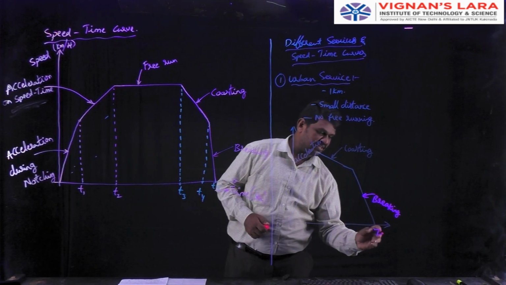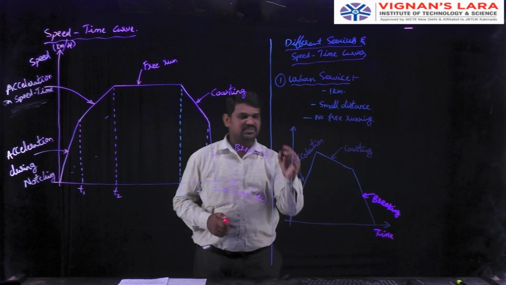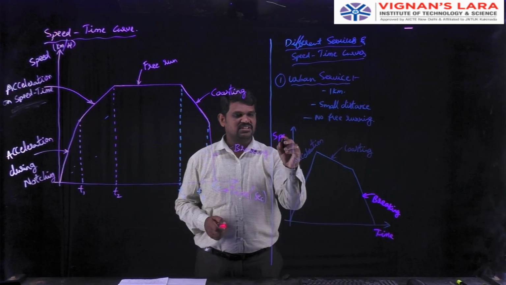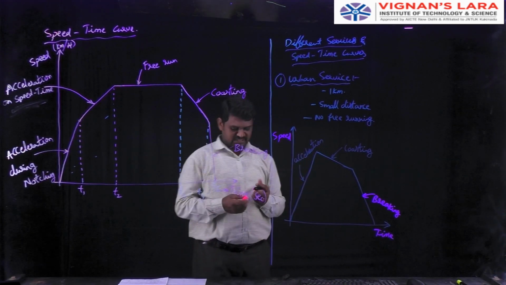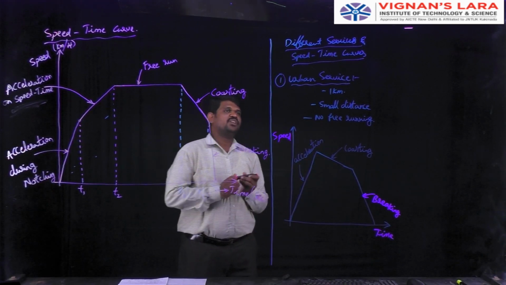Okay, braking period. So this is the time, and this is the speed. These are the speed-time curves of urban service.